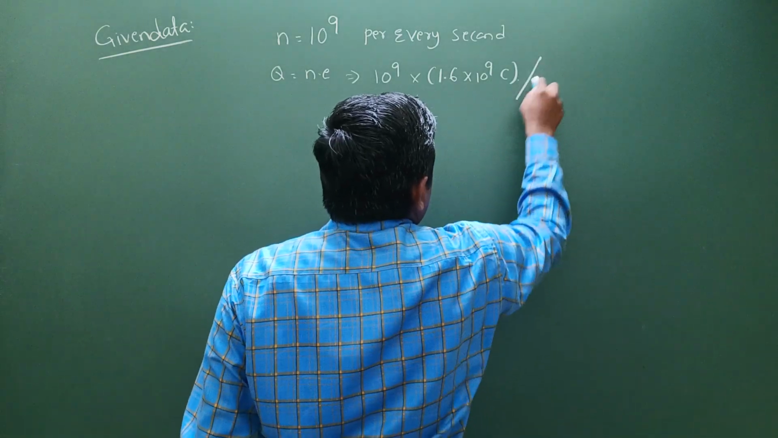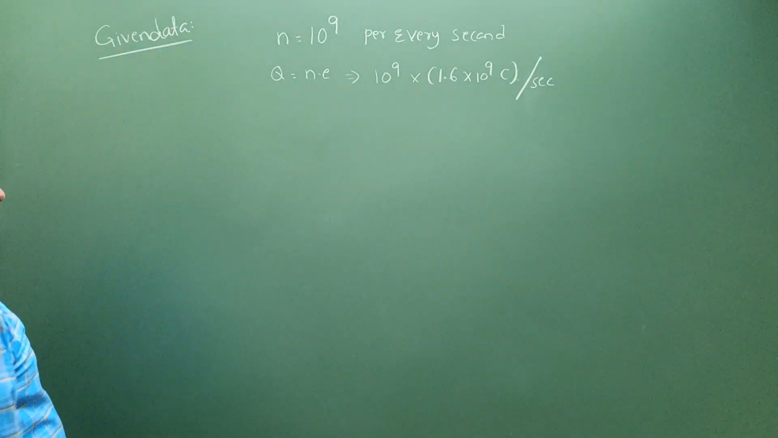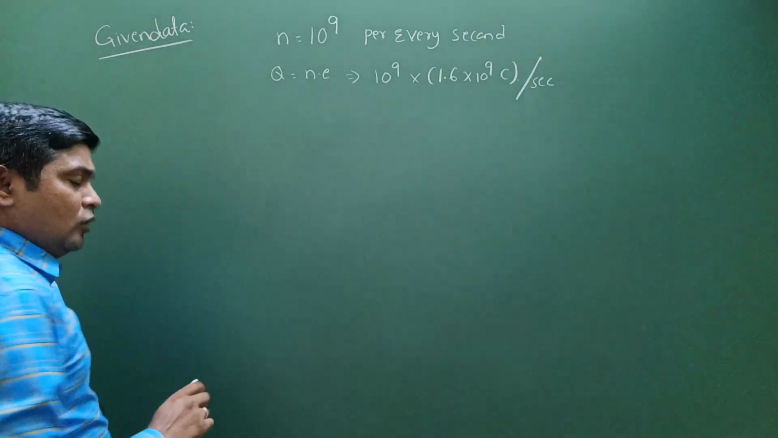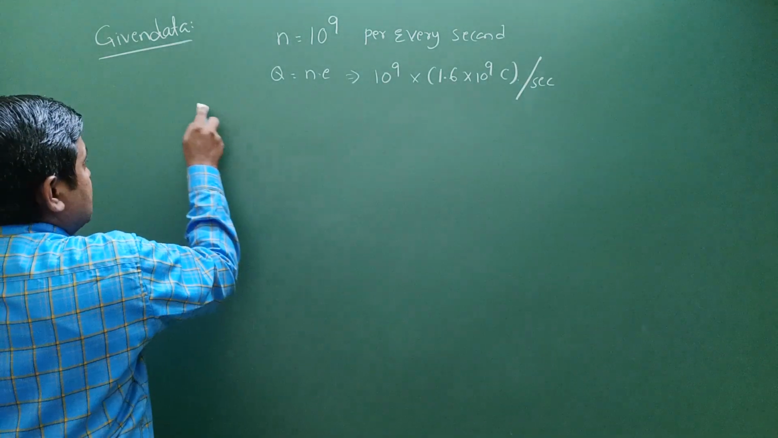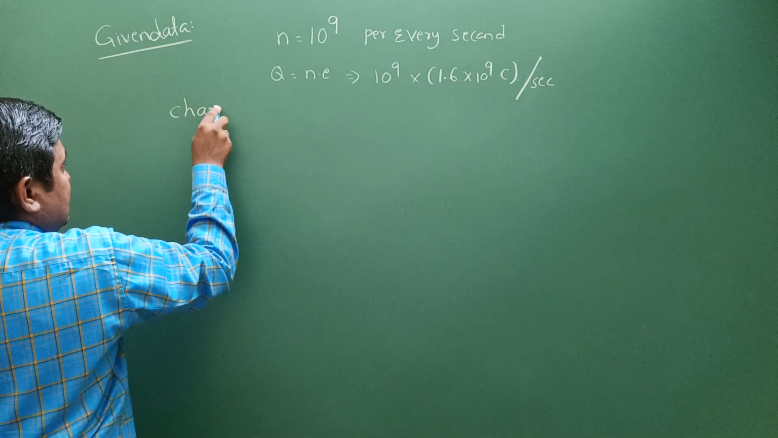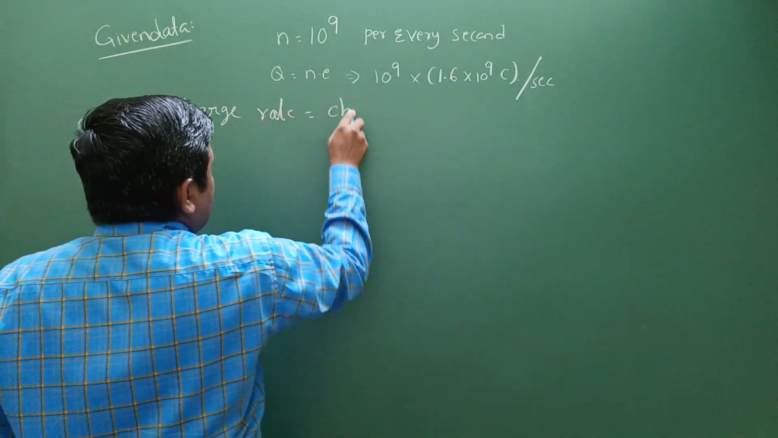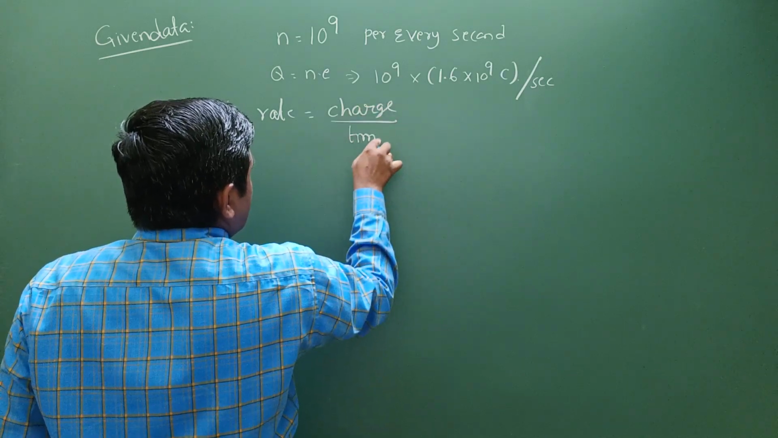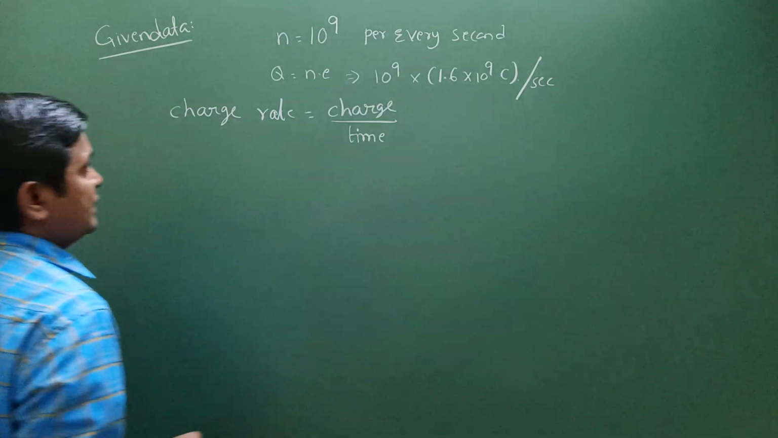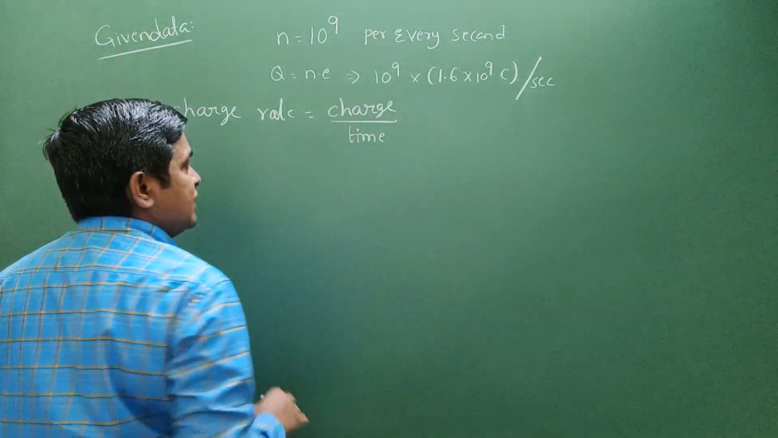So now what he is saying, per every second, I can write simply coulomb per second. What is going to be this? Simply, if you write coulomb, the charge rate is nothing but charge per time. So what is going to be the question here? The question is how much time it takes.